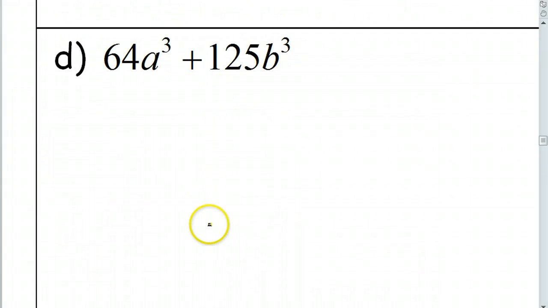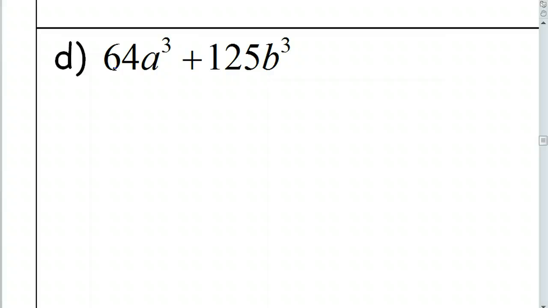Okay, look at D. Are there any common factors here on D? How many times does 4 go into 125? Somebody said 4 is a common factor, so I need to know. 31.9. Yeah, 4 doesn't go into 125. Anything else? How many times does 5 go into 64? It doesn't end in 5, so you know it's not going to be divisible by 5. So there are no common factors.